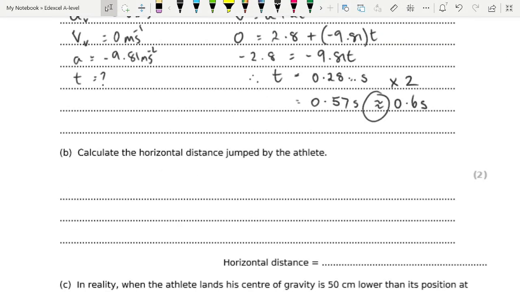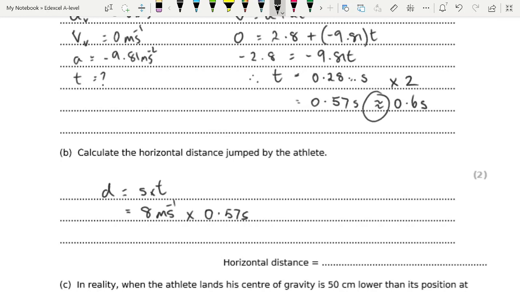The next part of this question is, like we said, the normal sort. Calculate the horizontal distance jumped by the athlete, so we know we're going to go distance equals speed times time. They gave us the horizontal speed, which was 8 meters per second. And we have the time up here. You can use 0.6. It's not incorrect to do that.